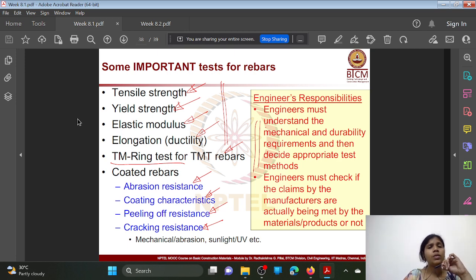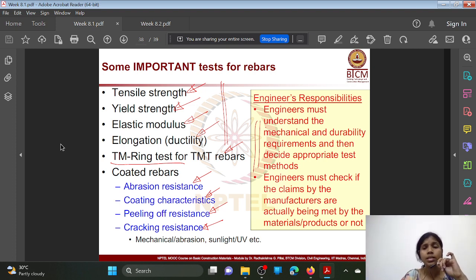These are the important tests which we need to conduct on the rebars: tensile strength, yield strength, elastic modulus, and elongation. All these you can get from the stress strain diagram. And the ring test for TMT bars, that is thermomechanically treated bars. In the last lecture you have seen this ring test. And for coated rebars, we need to test for abrasion resistance, coating characteristics, peeling off resistance and cracking resistance.